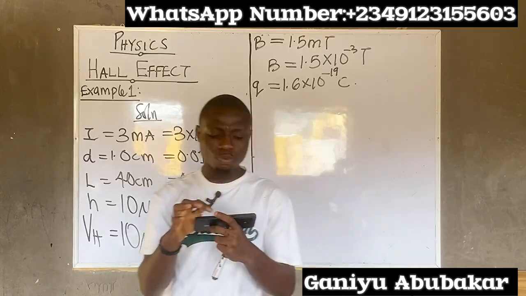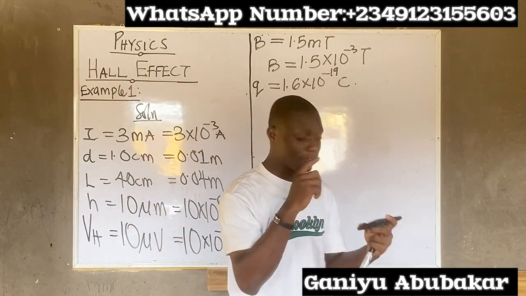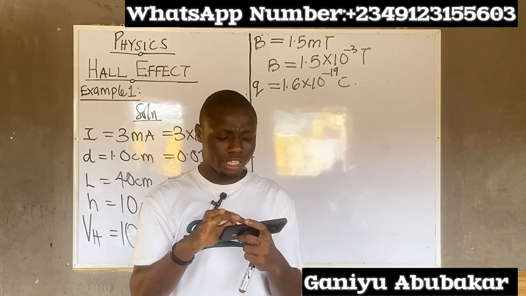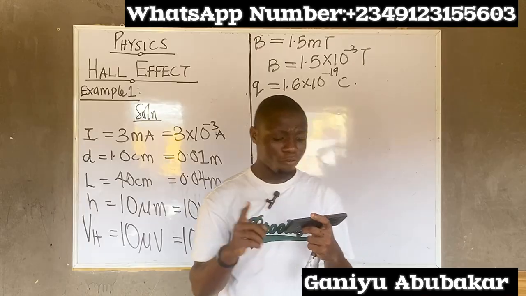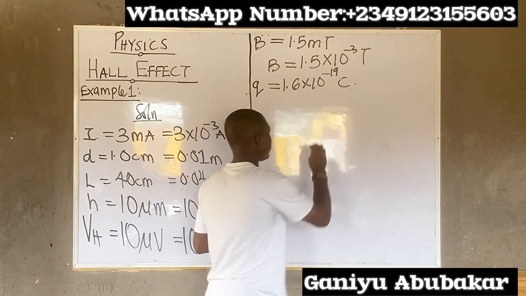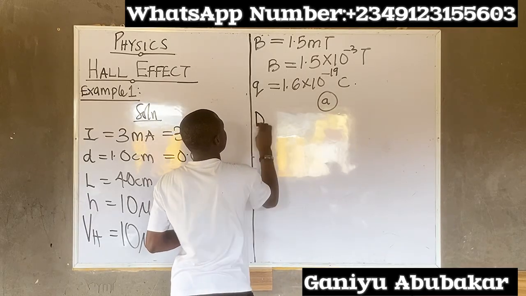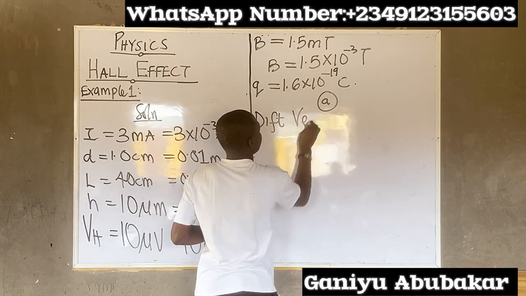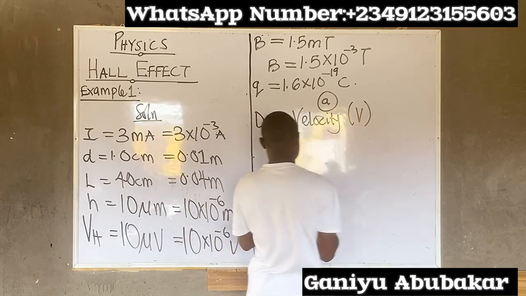So next task here is that we have to find two things. The first one is called the drift velocity, that's v, and the second is called the number of electrons, that's n, the number of charge carriers per unit volume, right? First, let's get v, because it says find drift velocity in bracket v. How do you get v?